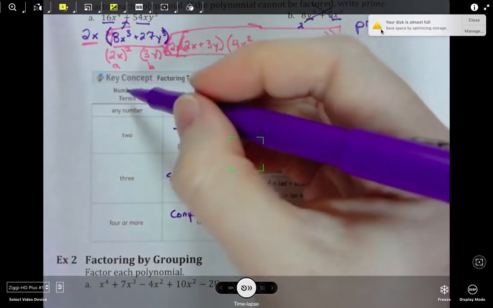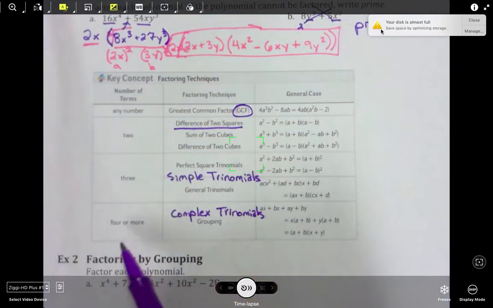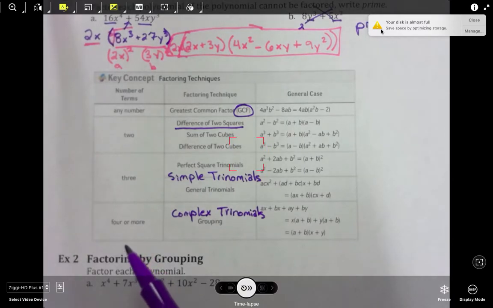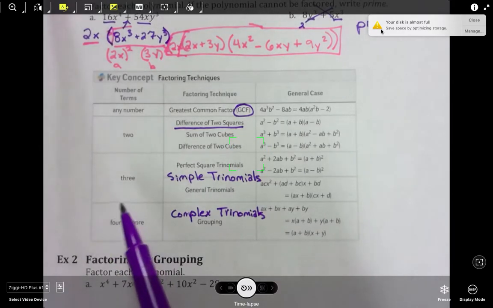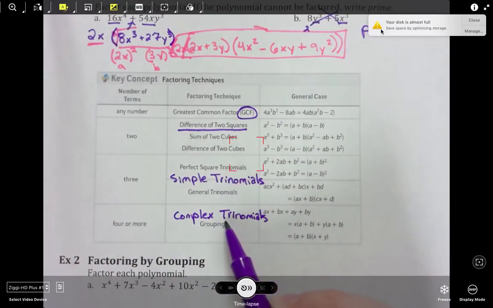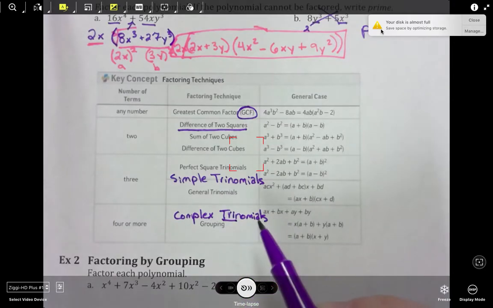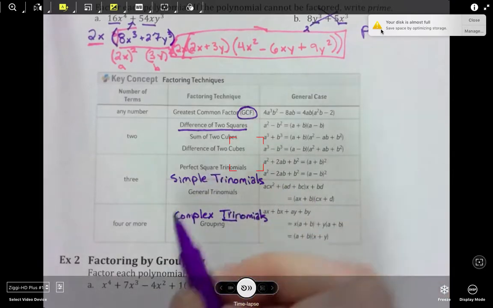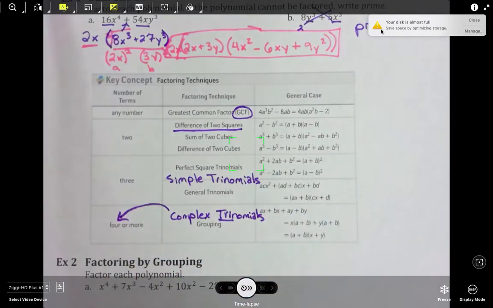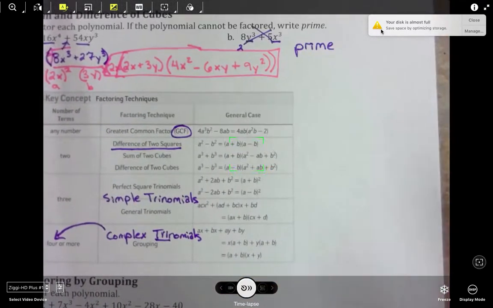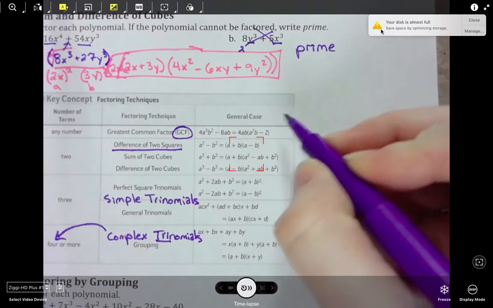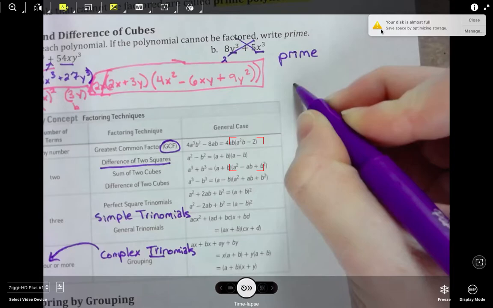Okay. When they talk about the number of terms, down here it says 4 or more terms. It's a trinomial because it has 3 terms, but when we factor complex trinomials, we actually turn them into something that has 4 terms. So I'll do an example of one of those, okay? So I'm going to do one example of each one of these, and then we will be good to go, okay?